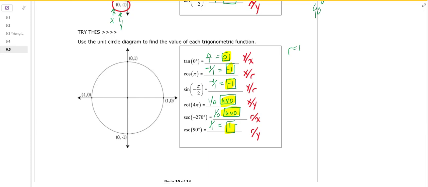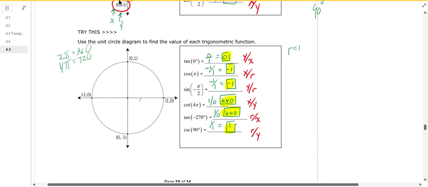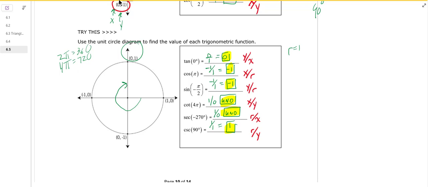Okay, 4 pi. Well, 2 pi is 1 revolution because 2 pi is 360. So 4 pi is 2 revolutions, that's 720. So you end up here, and if you're doing the cotangent, you're doing x over y. So x is 1, y is 0, so you end up with something that's undefined. Okay, next one is -270. Just count it out. That would be -90, -180, -270. Puts you at this point. So if you do r over x, which is the definition of the secant, you would have 1 over 0. So that one is also undefined.